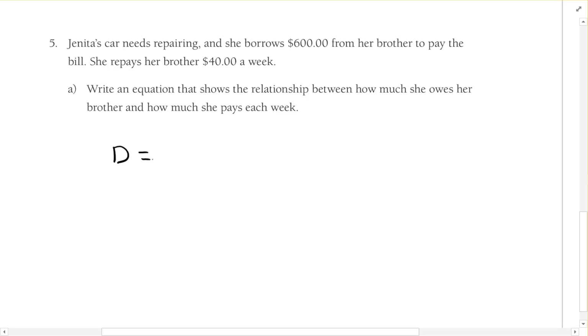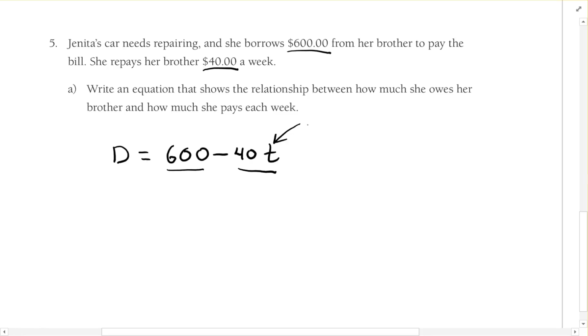So D for debt is equal to, well, whatever it's equal to, it's got to start at 600 because that's how much she borrowed, right? So it's going to be $600. And then we're going to subtract off $40 each week. So it'd be $600 minus 40, and then the weeks change, right? Every week it's going to be week 1, week 2, week 3, week 4. So instead of that, we just write W, or week, or maybe time. Let's do time. Let's go T. Okay, so that's going to be our formula. Start off with $600 and then subtract $40 every week.